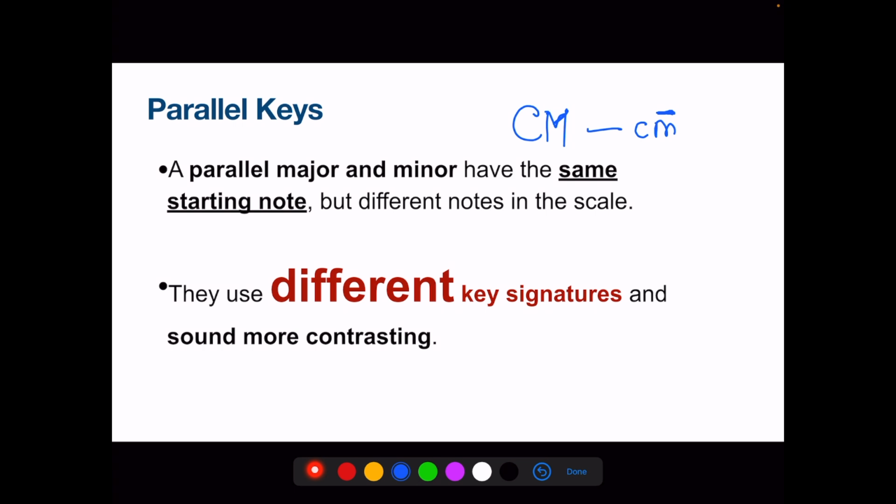So notice that they're both the same starting note, right? C major, and C minor sounds sad right away. So that's C major and C minor. These are parallel keys. They use different key signatures and sound more contrasting. Okay, now let's have a look.